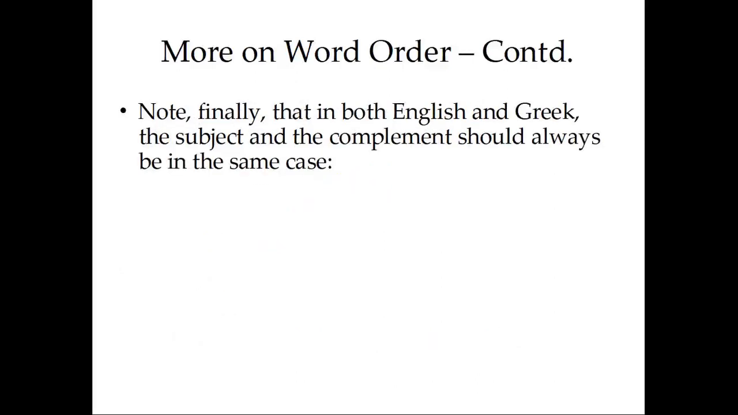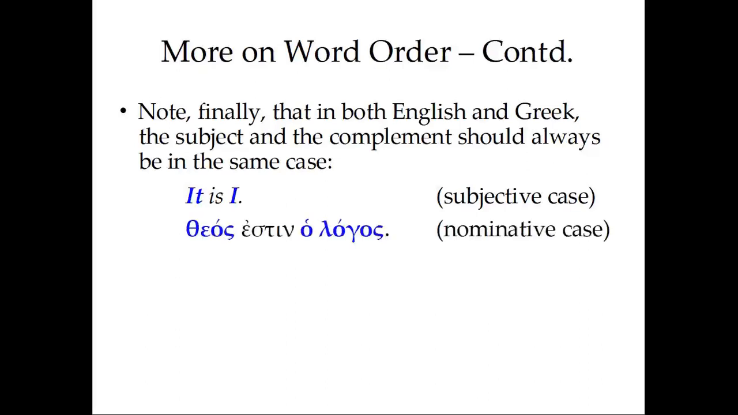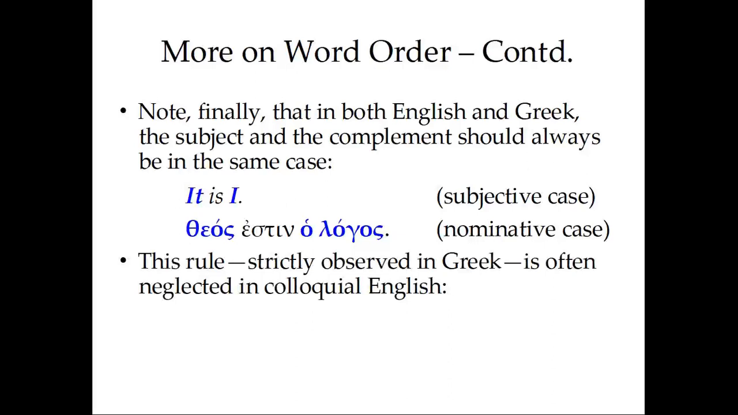Note finally that in both English and Greek, the subject and the complement should always be in the same case. It is I. Both sides of the equation are going to be in the subjective case. It is I. In Greek, we don't have the subjective case, we have the nominative case. Theos estin ho logos. Both the A and the B, or the B and the A, are going to be in the nominative case. Same case. That's the important thing.